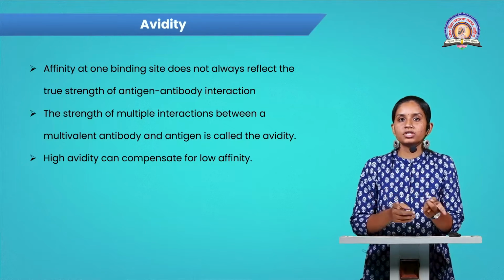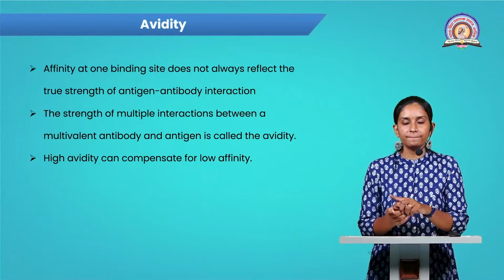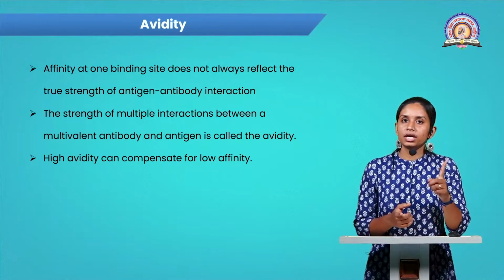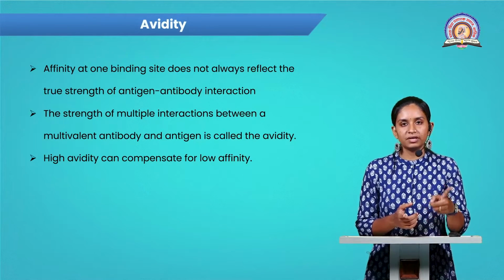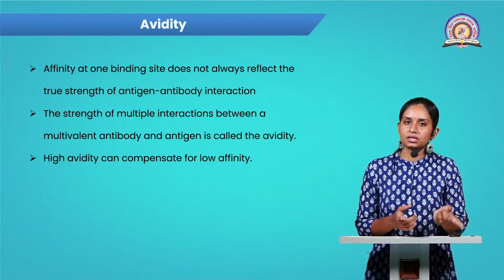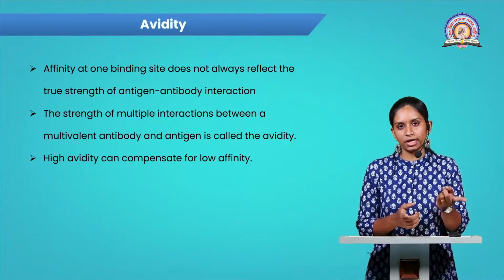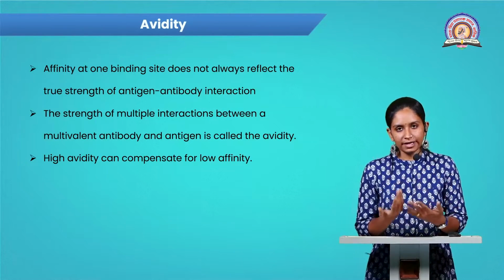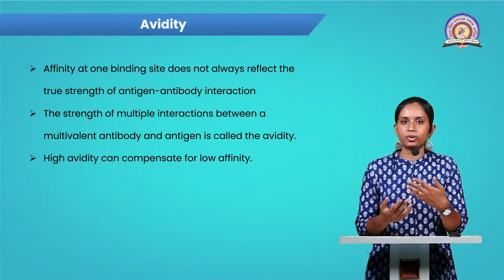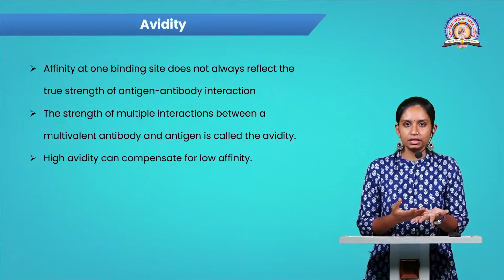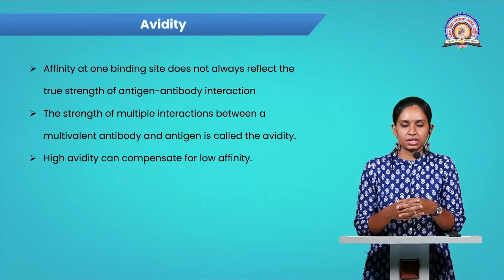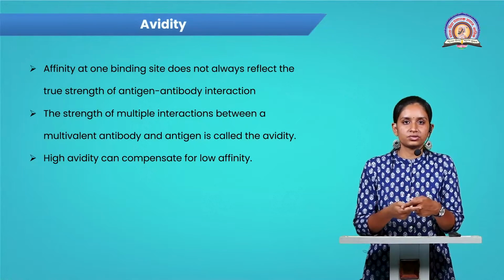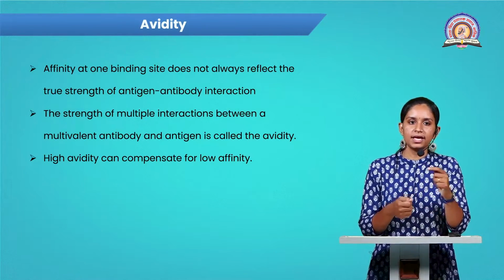So what is the difference between affinity and avidity? Affinity determines the strength of individual interaction between the single epitope and single antigen binding site on antibody. On the other hand, there are polyvalent antigens present and polyvalent antibodies present. So when multiple interactions are there, then total strength of all these interactions together is termed as avidity.